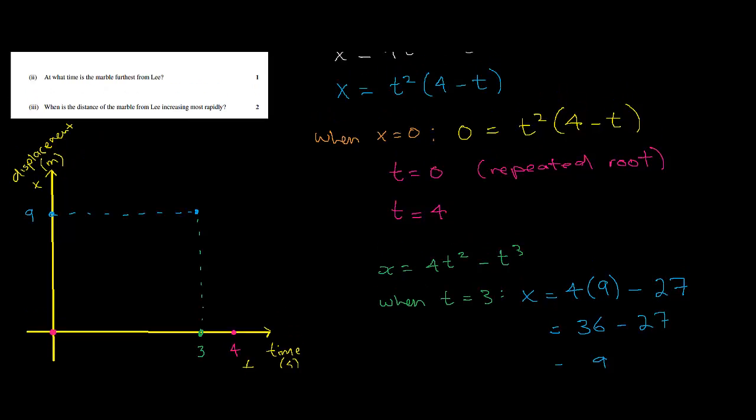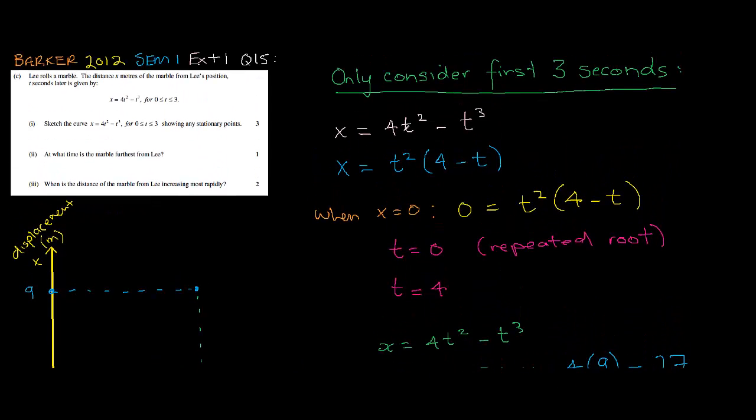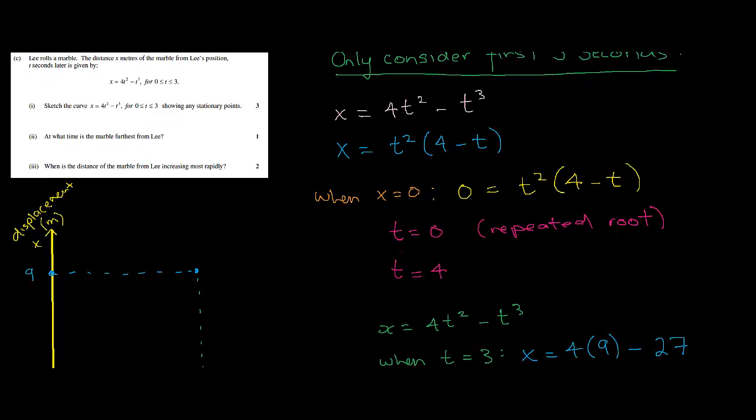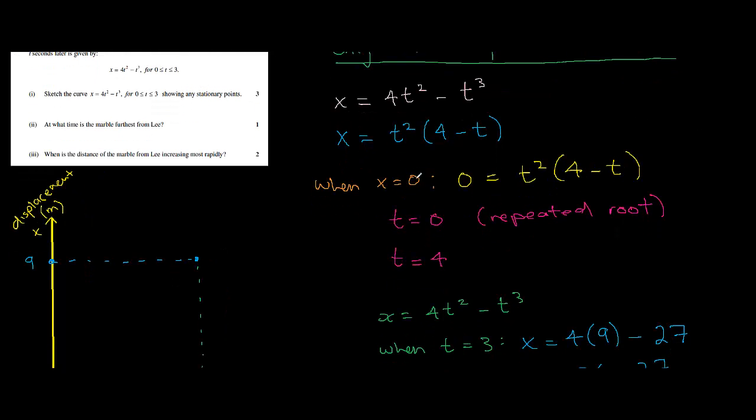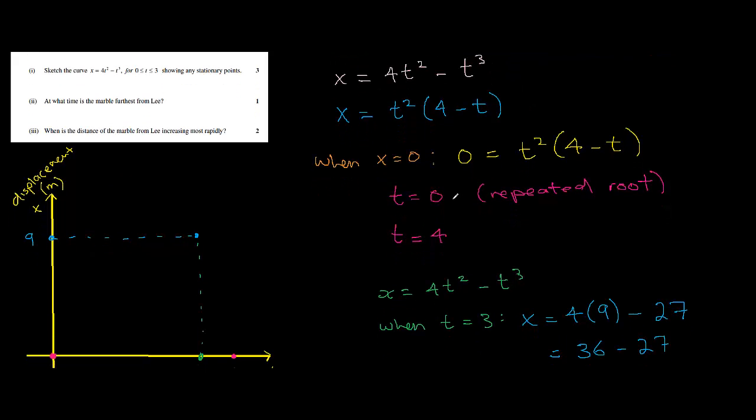Beautiful. So when we factorize this, we take a t squared out, and when we expand this out, we get 4t squared, which is what we had at the top, minus t cubed. So when x equals 0, when it's at the starting point where he starts rolling it, 0 equals what we had up here. We're going to get a repeated root for t equals 0.